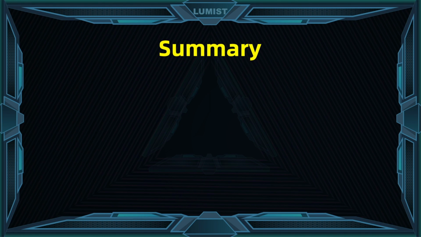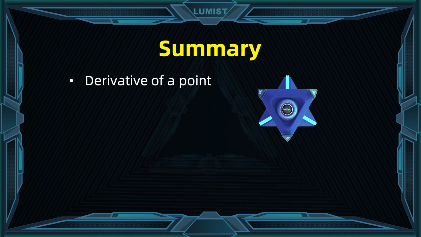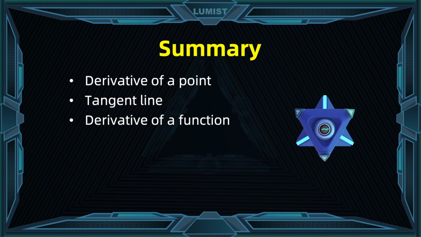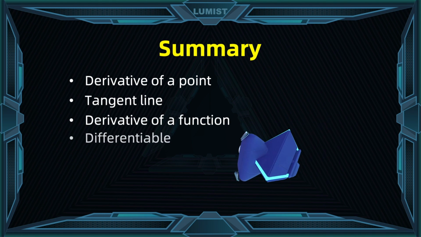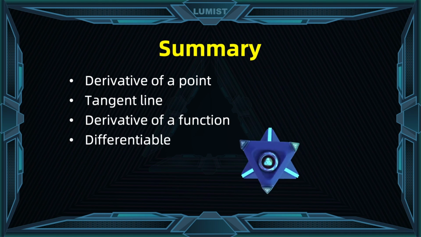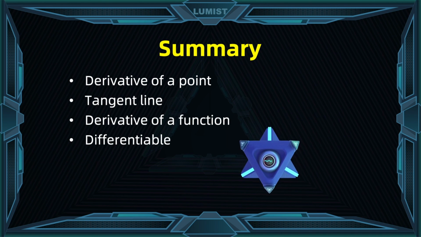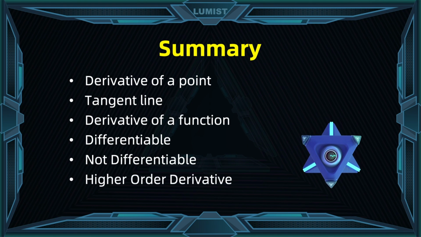In summary, in today's video, we introduced the definition of derivatives at a point from the idea of average rate of change and the instantaneous rate of change. And then we also defined the tangent line. After that, we learned the derivative of a function, then calculated the function's derivative using the definition of derivatives. Then we talked about differentiability and the cases in which a function is continuous but not differentiable. And at the very end, we discussed higher order derivatives.